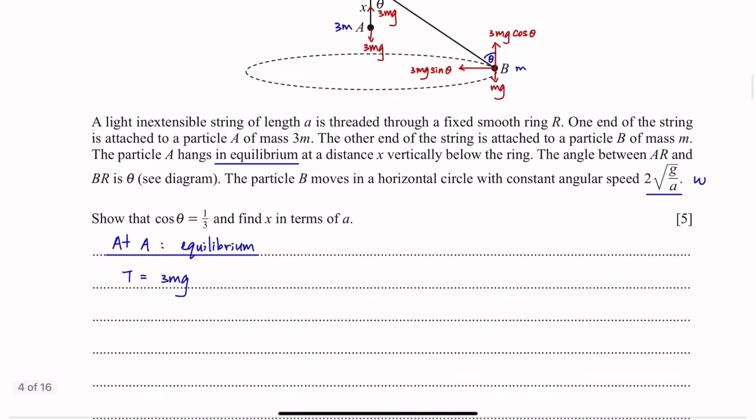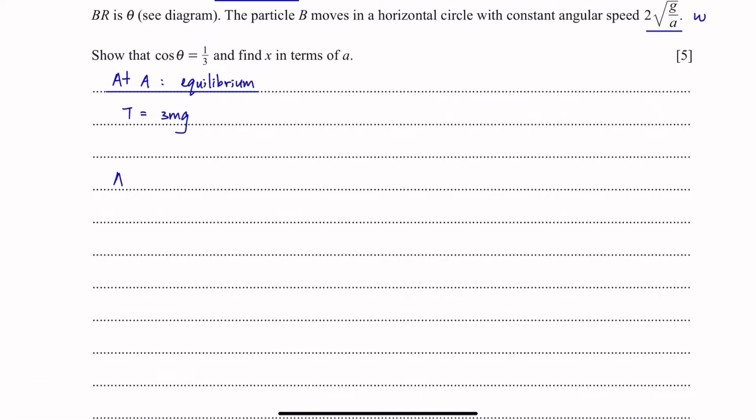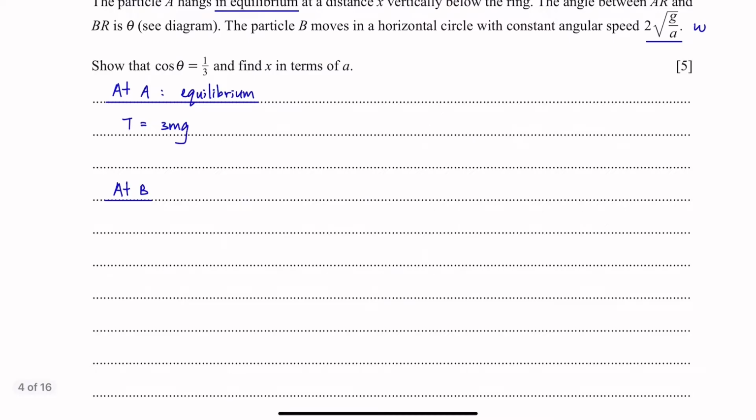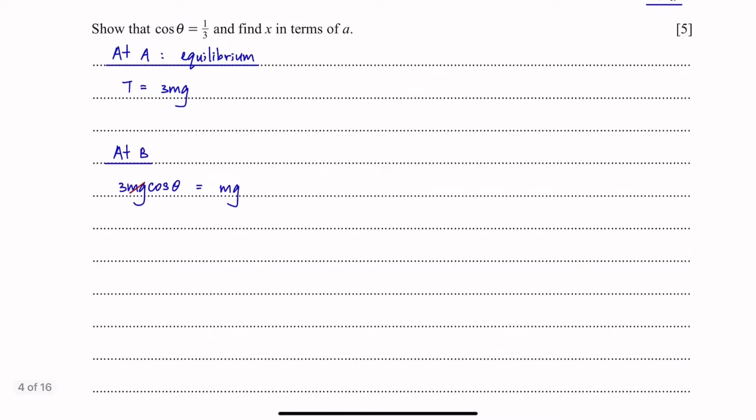So at B, the vertical forces should be equal to each other, right? Because the only net force is towards the center of circle, which is our centripetal force. So this would be the only net force that is in B. So these two must be equal. So we know that 3mg cos theta is equal to mg. So cancel mg out. We have cos theta equal to 1 over 3. And this is what the question wants.